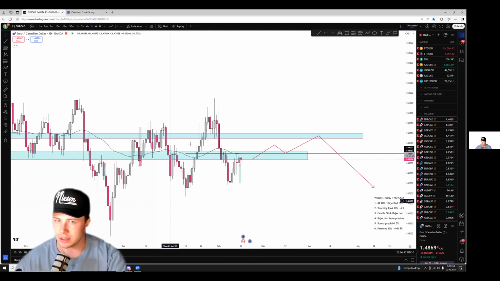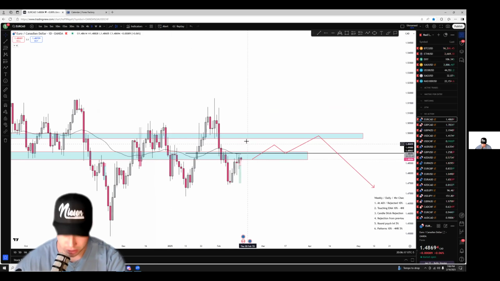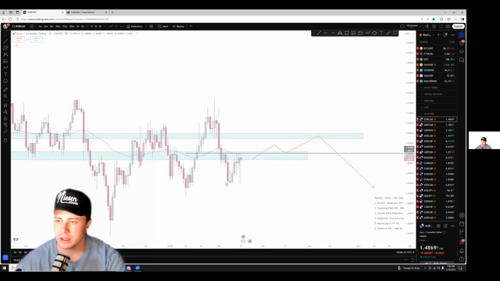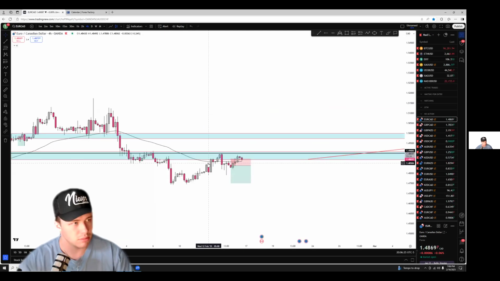So weekly, daily are bearish, with the right shoulder forming on the weekly, and the right shoulder on the daily. Very, very interesting. Okay. Now let's go to our 4 hour. Make sure.